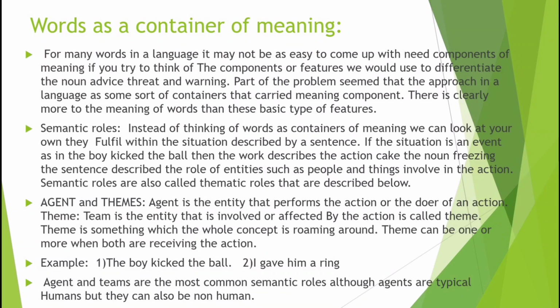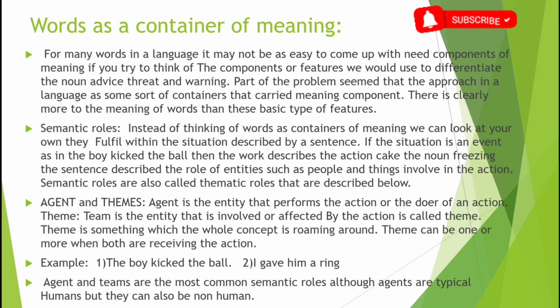Agent is the entity that performs the action, the doer of the action, and theme is the entity that is involved in or affected by the action. Now, I'm very sorry for a few of the graphological mistakes. The boy kicked the ball. I gave him a ring. So, agent and theme are the most common semantic roles. Agents are typically humans, but they can also be non-human. Now, boy is an agent and theme would be ball. I would be agent and theme would be ring.